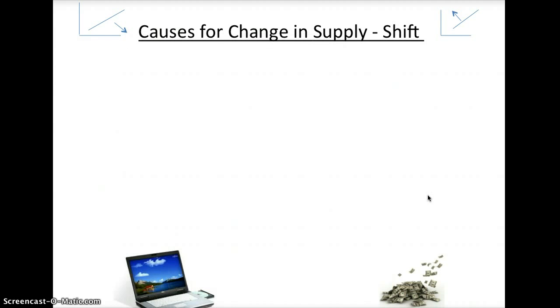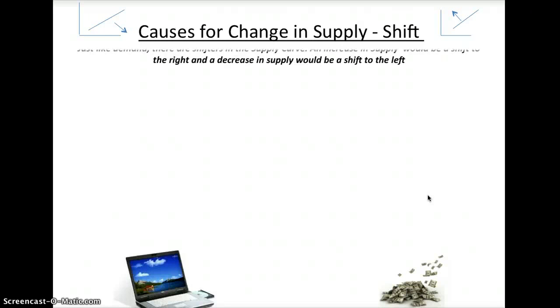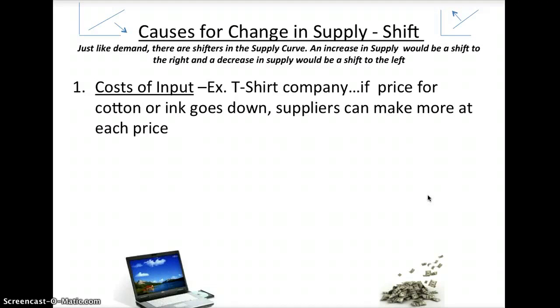Now, when we look at changes in supply, there are different reasons why the supply changes. So we'll look here at cost of input, meaning how much is it going to cost the company to make it. So if the price for, in this example, a t-shirt, if the price for cotton or ink goes down, suppliers can make more at each price, right? So if it costs them $5 to make a shirt originally, but now because of a change in price of cotton, it only costs them $3, they now have $2 extra to make more product. And what are they going to do? They're going to make more product so they can get more product out there so you can buy their shirts.